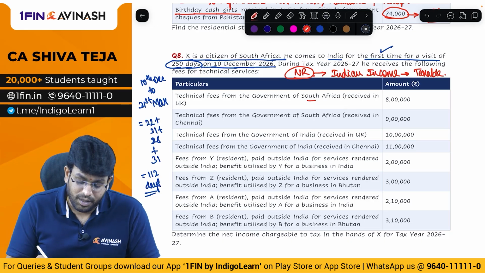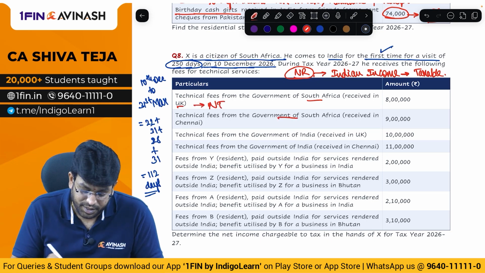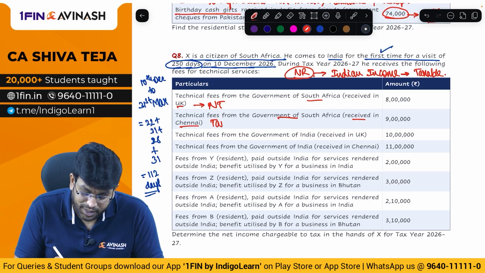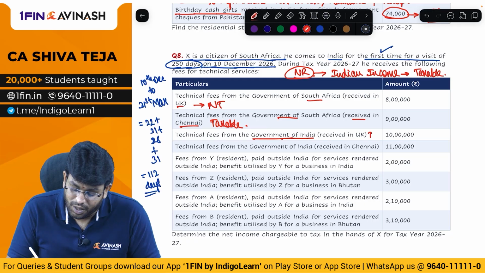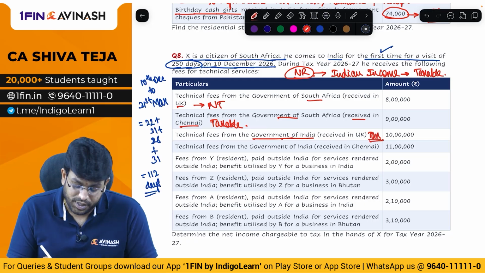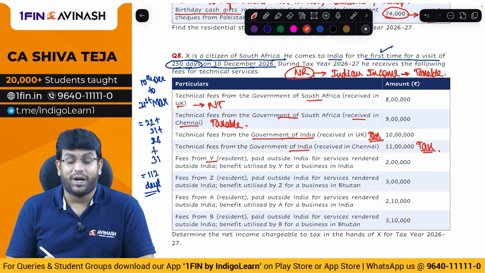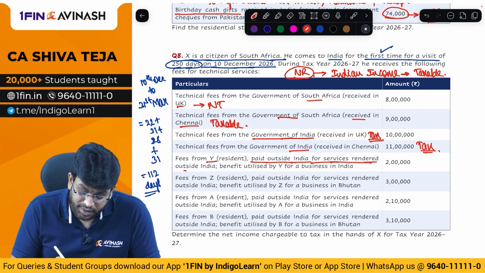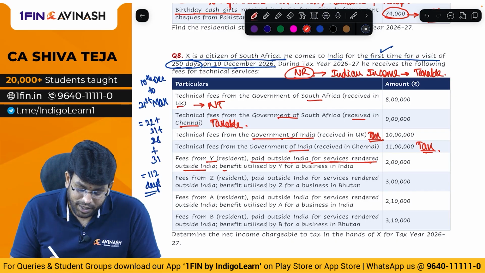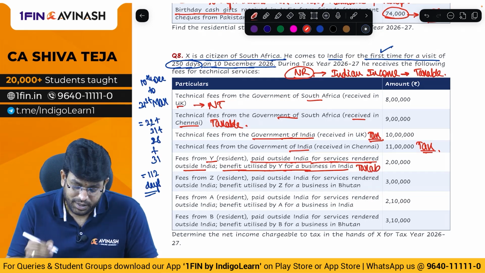Technical fees from Government of South Africa received in UK. What is the answer then? Not taxable. Technical fees from Government of South Africa received in Chennai. Then definitely this will become taxable. Technical fees from Government of India, without any discussion, we will tax it because it is received from Government of India. Next, fees from Y, a resident, which is paid outside India for service rendered outside India. Benefit is utilized by Y for business in India. Again, this will become taxable.